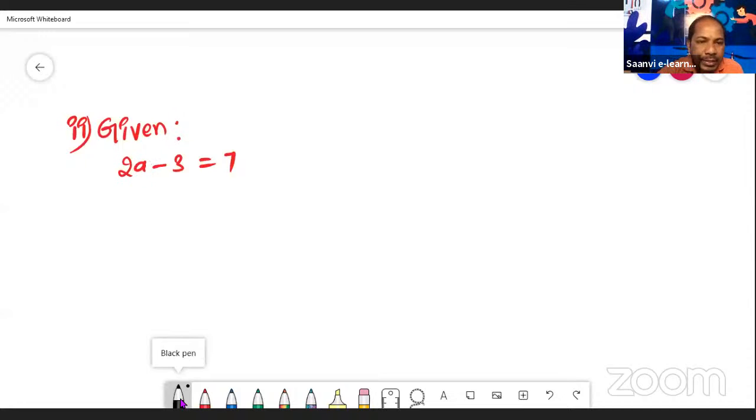First of all, this minus 3 send this side. 2a keep here only. Minus 3 send this side. So first of all, this RHS number should be written as it is, 7. And when this minus 3 is sent this side, what will it become? It becomes plus 3. Okay, minus quantity becomes plus quantity. When we send the minus quantity from LHS to RHS, it becomes plus quantity.